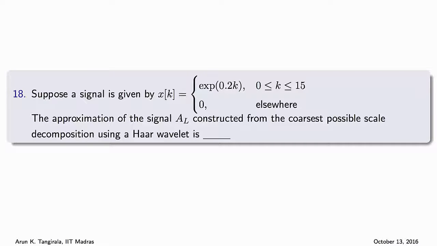The next question that we have is a signal, the discrete time signal. It is an exponential signal over this period 0 to 15.